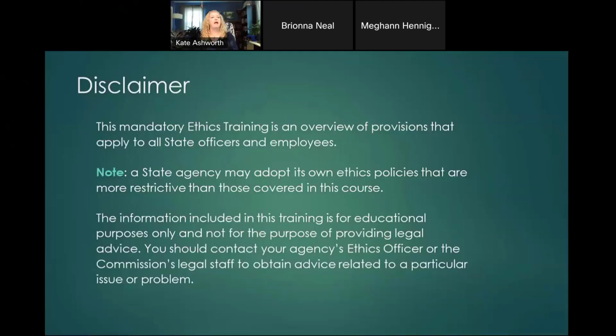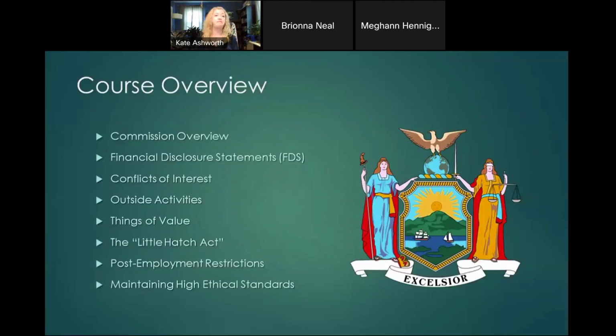All right. We have a basic disclaimer here, and we always encourage you to include this disclaimer. The disclaimer says that this is not intended to be construed as legal advice. This is also a good point for you to remind your participants that you as an agency may have additional policies that are more restrictive than the rules contained in this course. So that's the main takeaway there.